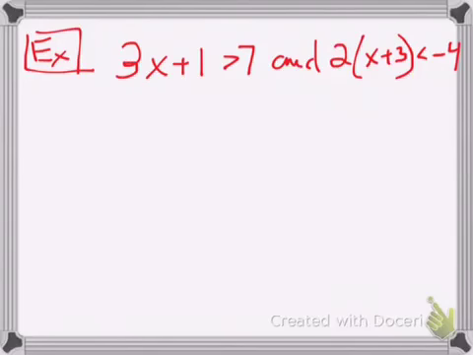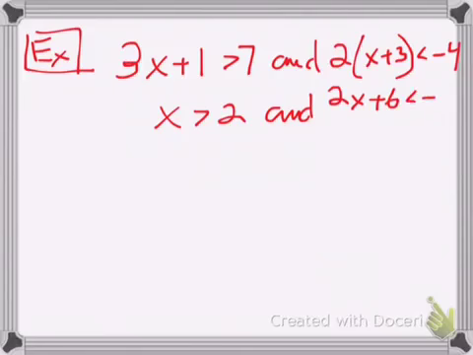Solve the inequality on the left. What do we get? x is greater than 2 is correct. Right? Subtract 1, divide by 3. x is greater than 2. And 2x + 6 is less than negative 4. Yeah, when you solve that, you're going to get x is less than negative 5. Well done. Subtract 6, you get negative 10. Divide by 2, you get negative 5.